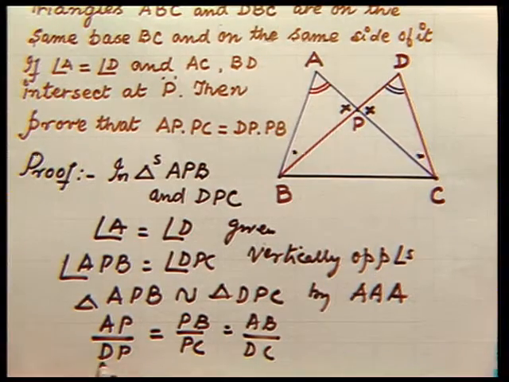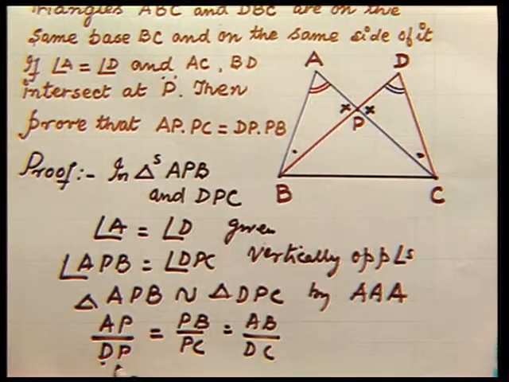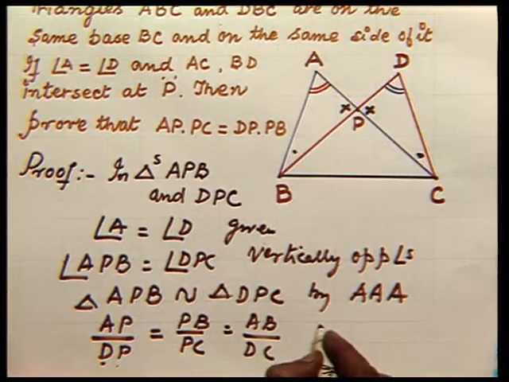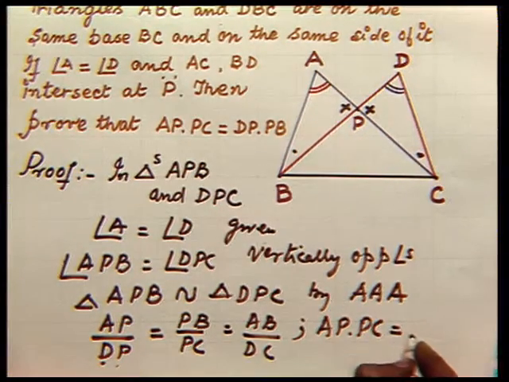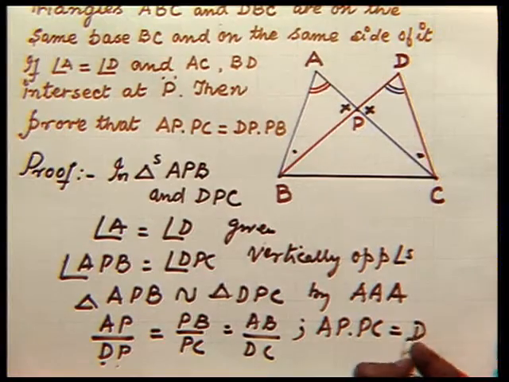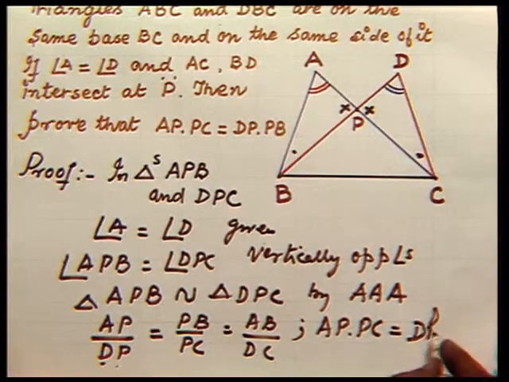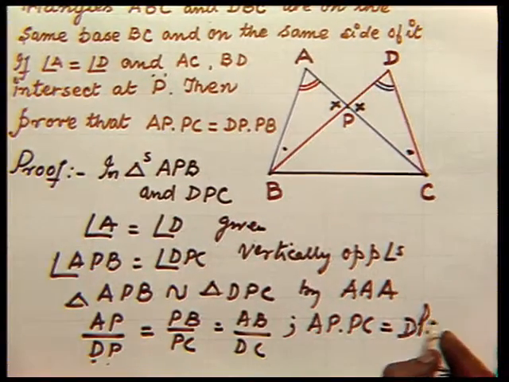Now, using this equality, that is AP upon DP is equal to PB upon PC, and cross multiplying them, we get the required result, that is AP times PC is equal to DP times PB.